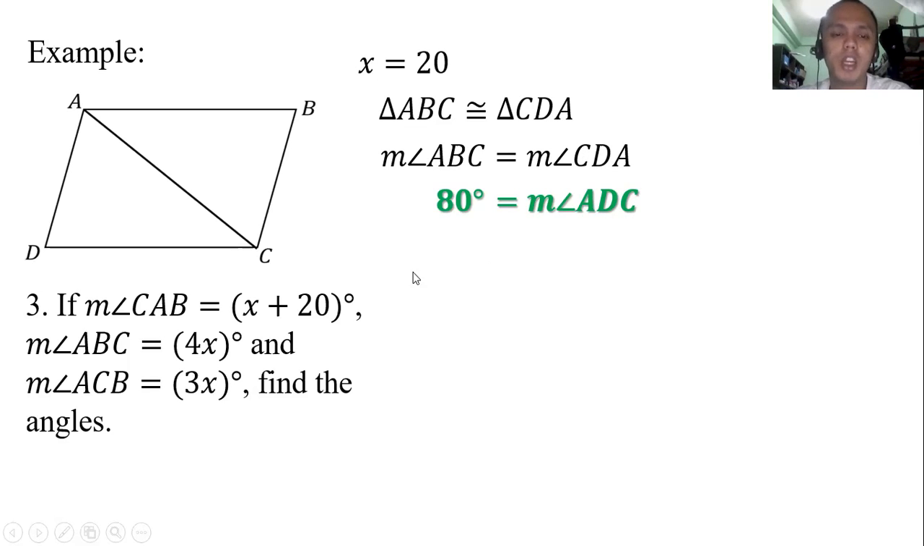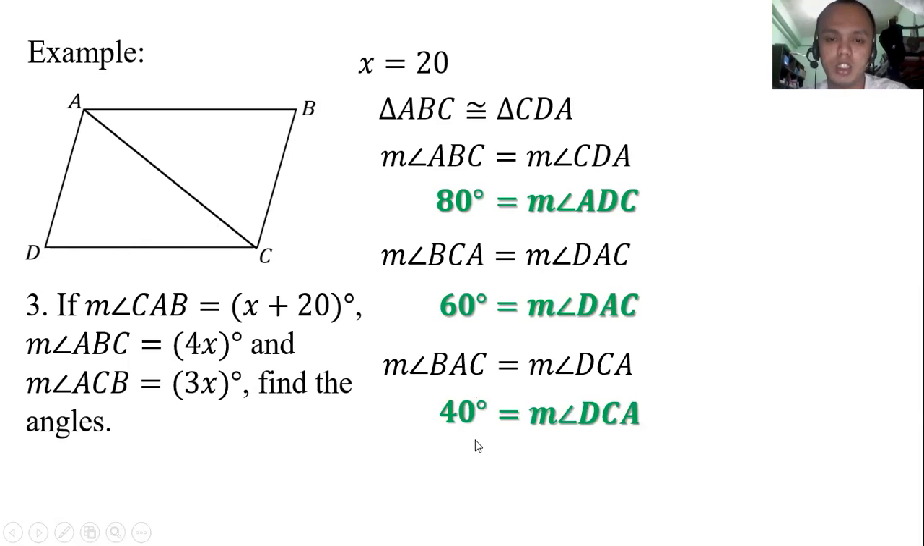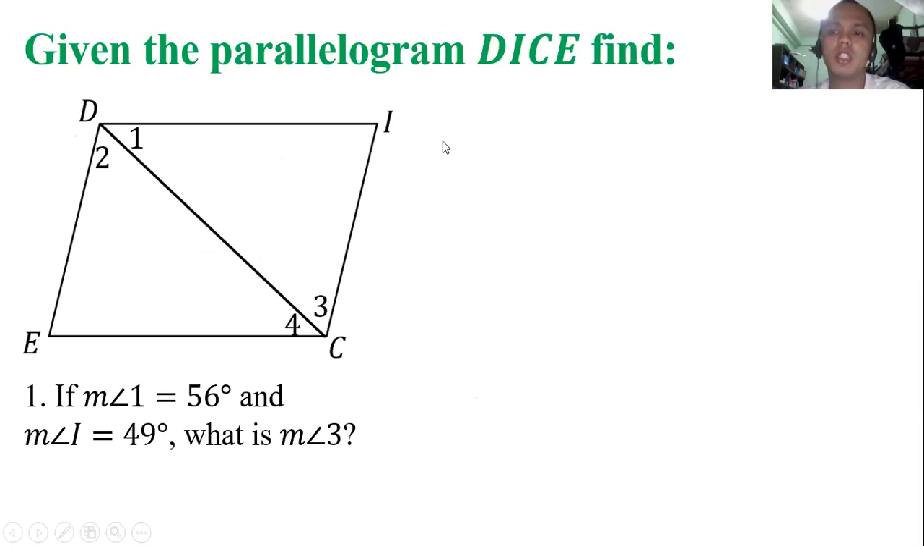And then, measure of angle BCA. BCA is equal to DAC. If your BCA is 60, therefore your DAC is also 60. Okay? Next, if your measure, here, your BAC is equal to DCA. If your BAC is 40, then your DCA is 40 degrees. Okay? Now, exercise tayo. Given the parallelogram DICE, find the following.